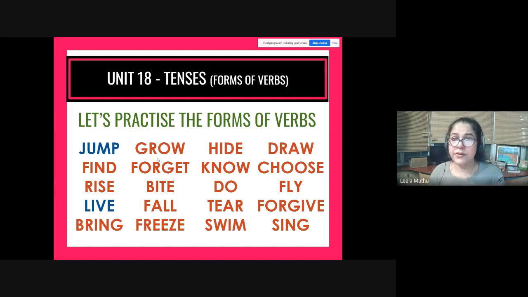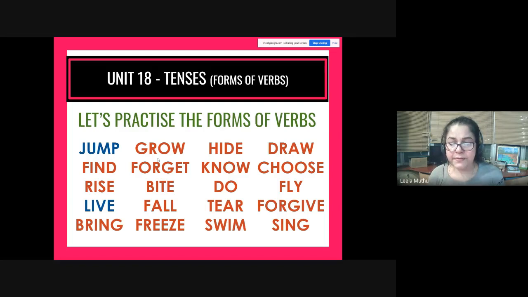Tear, to tear. Tear, tore, tearing, and torn. Swim, swam, swimming, swum. Draw, drew, drawing, drawn. Choose, chose, choosing, chosen. He has chosen this place to stay for his vacations. Fly, flew, flying, flown. The bird has flown away.